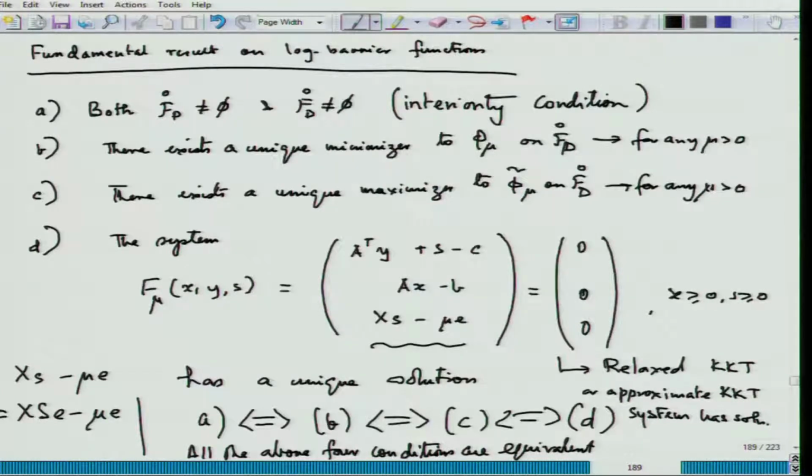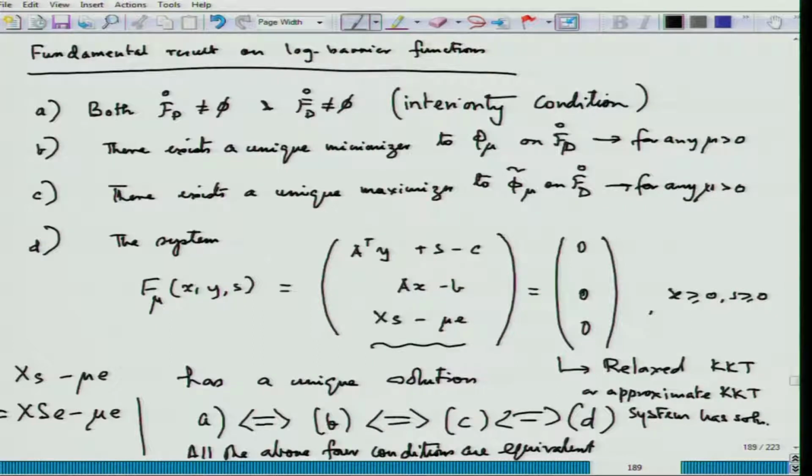That is, for whatever mu you take, there would exist a unique minimizer to phi mu. Whatever mu you take, there will exist a unique minimizer to phi tilde mu, and that system f mu x y is equal to 0 will have a solution. That is, the relaxed KKT or the approximate KKT system will have a solution.